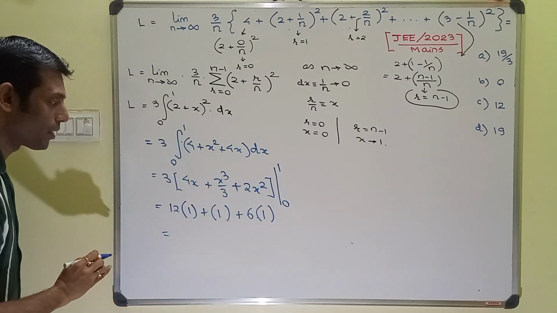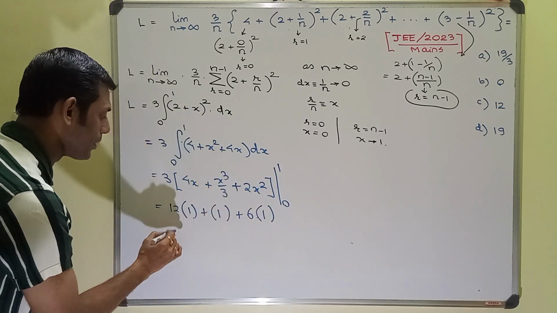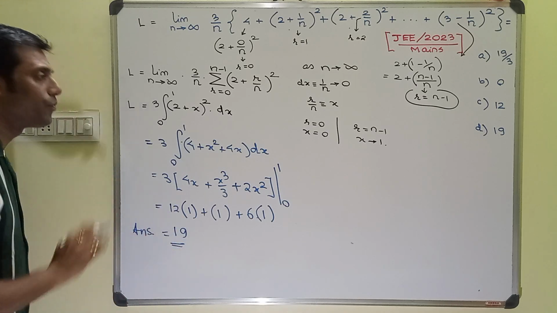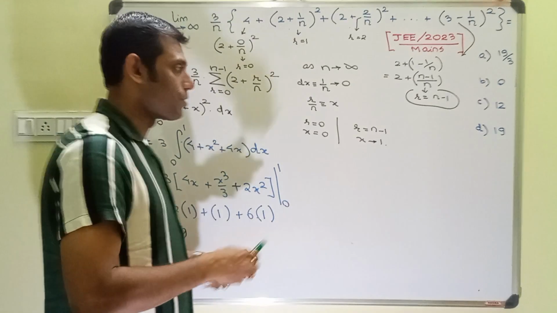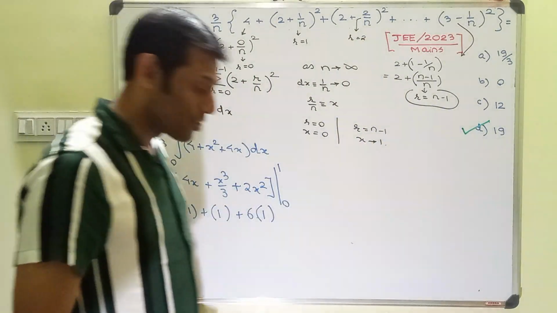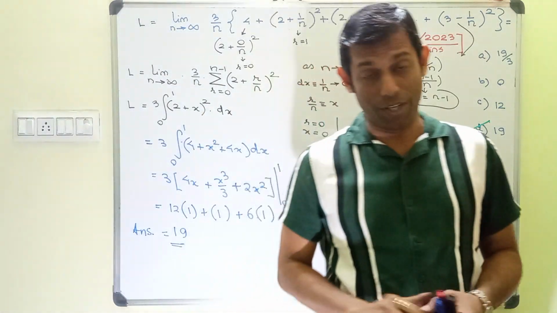How much does that make? Now see, 12 plus 7, that makes 19. That's the answer of this question, and that means this is going to be the answer, option D. And this is a question from JEE Mains 2023.